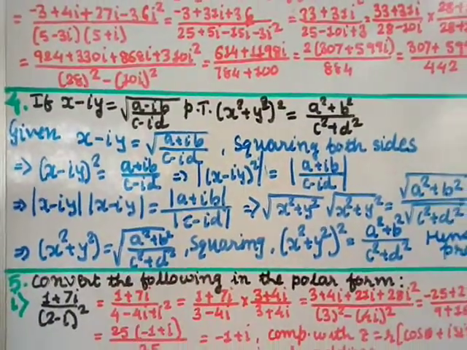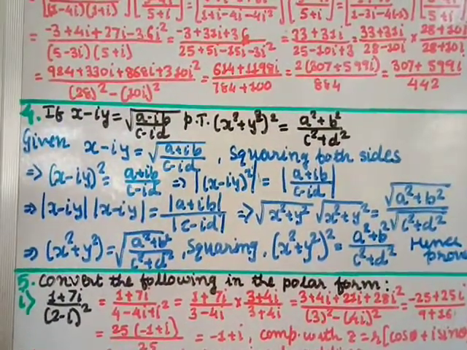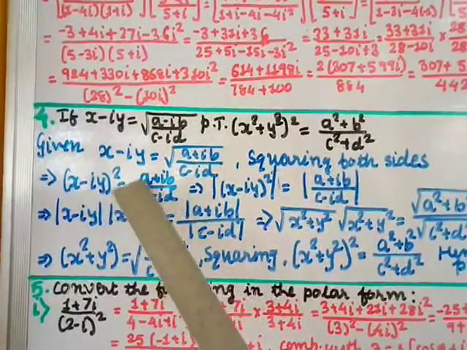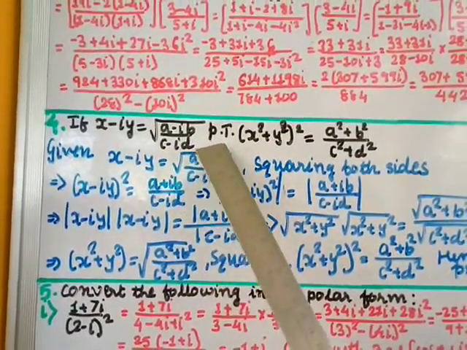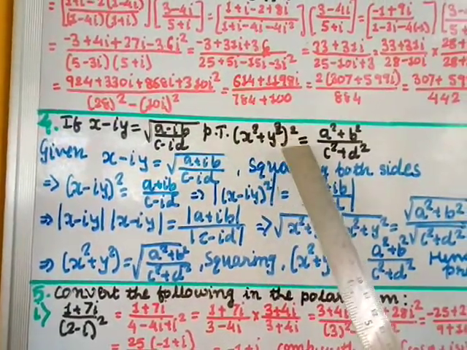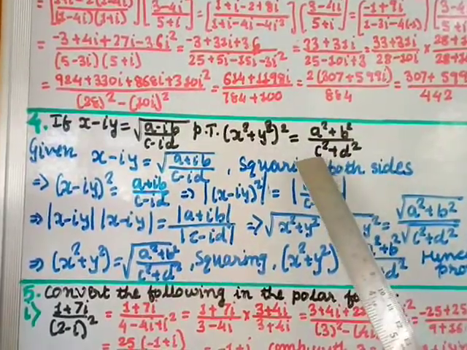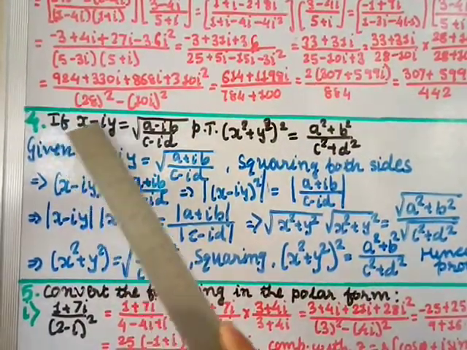Question number 4. If x minus iy equal to under the square root a minus ib divided by c minus id, prove that x square plus y square whole square equal to a square plus b square divided by c square plus d square. Now take this what is given.